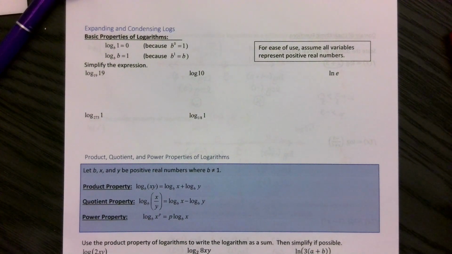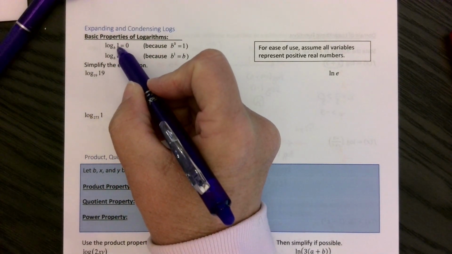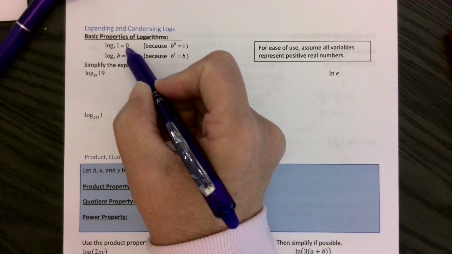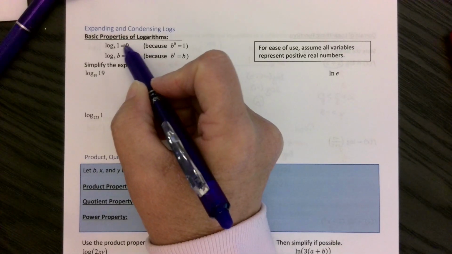Expanding and condensing logs. Okay, so before we can do this, we need to know the basic properties of logarithms. If you have log base b of 1, our exponent is going to be 0. And that's because no matter what our base is, if you raise it to the 0 power, it gives us 1.